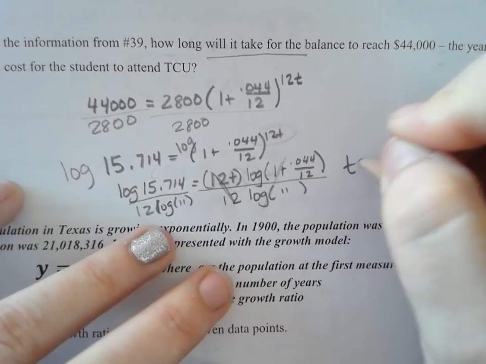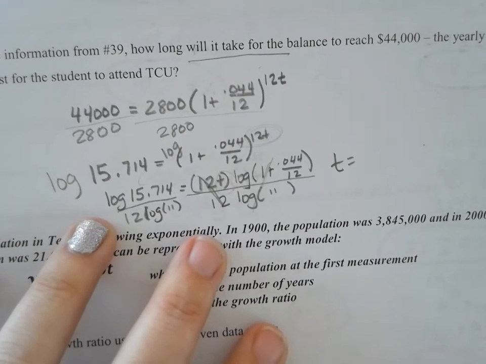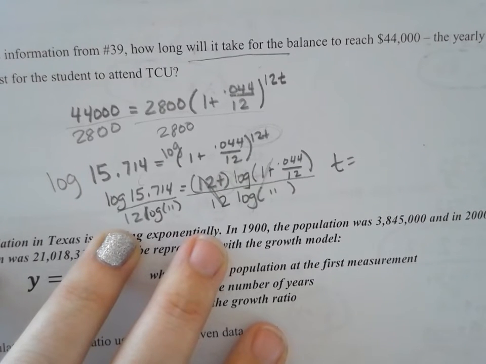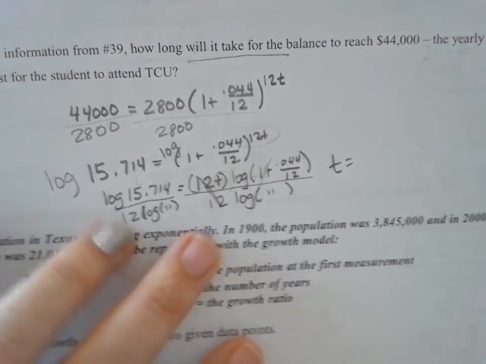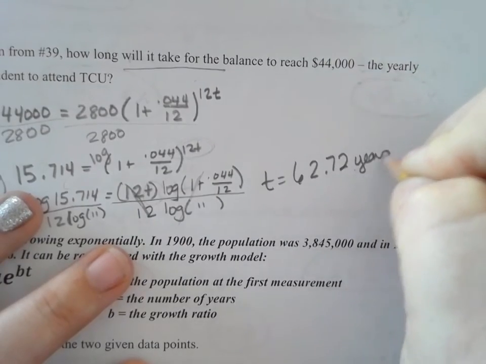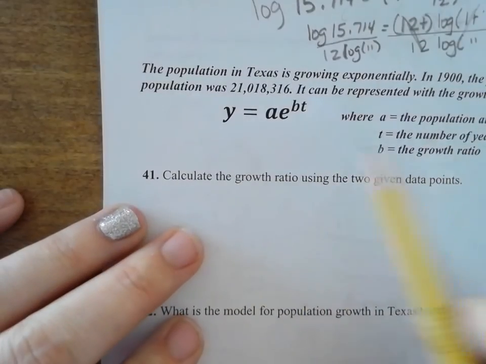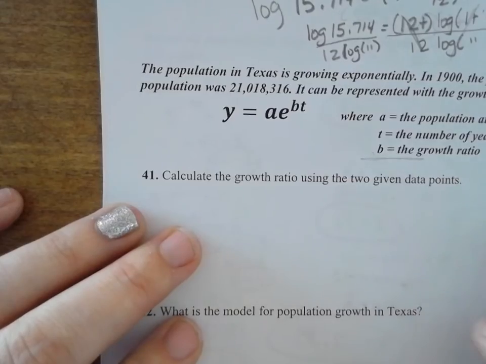And if you do that calculation correctly, let me plug that in. The log of 15.714 over 12 log of 1.044 over 12. I got that it's going to take you 62.72 years. It's going to take you a while. You'll eventually get there. All right, last one, calculate the growth rate. That's your B. Okay, we're calculating the growth rate.